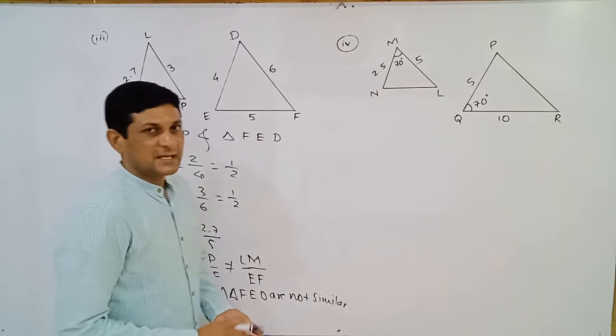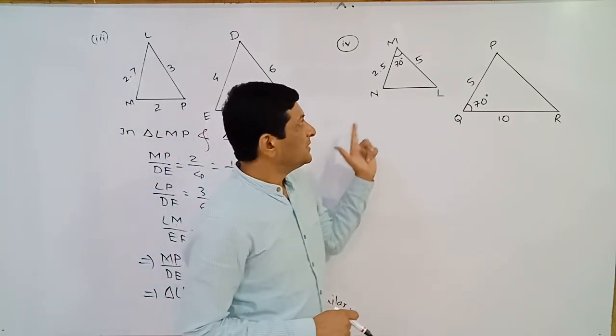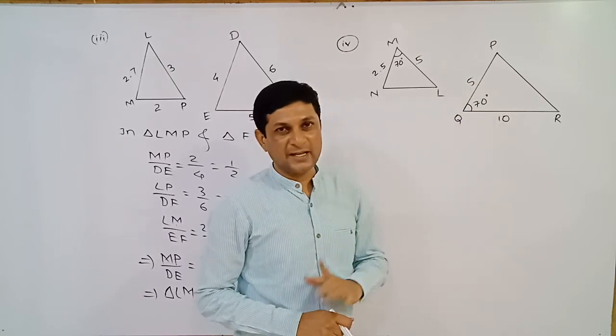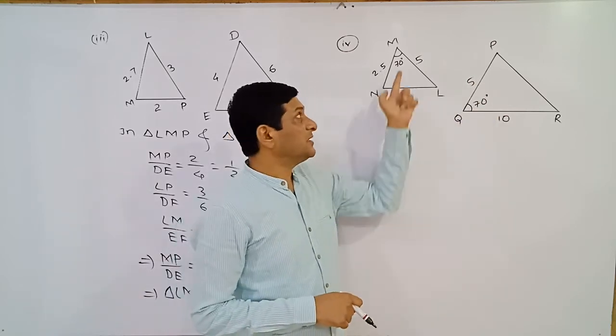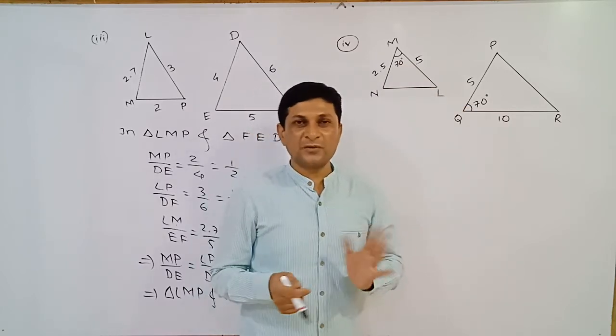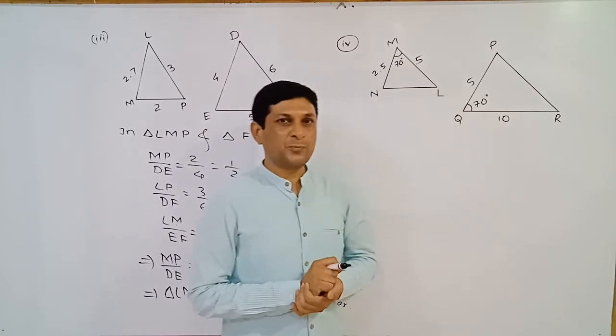Now observe the next example. In this example, two sides and the included angle are given to us. If you observe, the included angles are of the same measure, 70 degrees. Now check whether the two sides are in proportion or not.